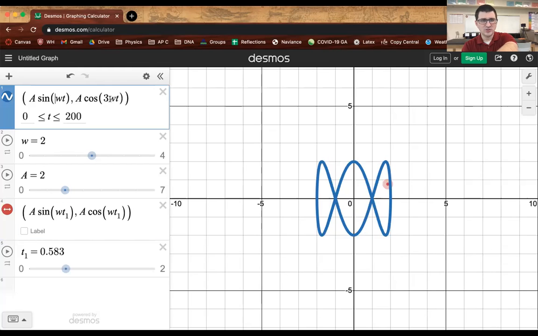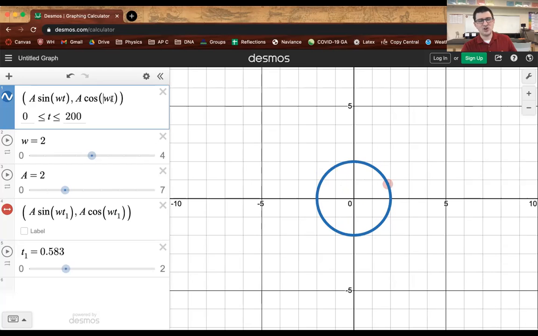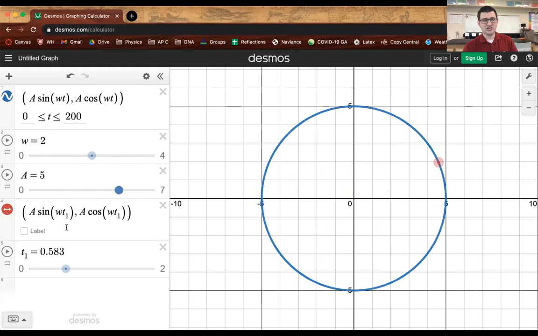A circle is where the amplitudes are the same and the omegas are the same. If the amplitudes are different, it's going to be an ellipse. And if the omegas are different, it's going to be some crazy other motion. So last thing, if we change the A, that just changes the amplitude, the diameter or radius of the circle that we're working with.